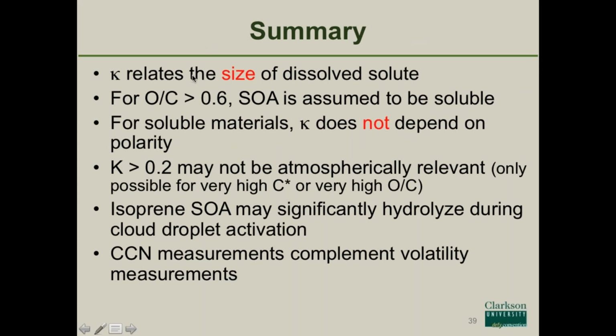So just a quick summary. Kappa does relate to the size of the dissolved solute, and when carbon number is reasonably high, kappa doesn't depend on polarity. Polarity only matters when solubility is limited. Kappa higher than 0.2 may not be really atmospherically relevant. You really need a very, very high oxygen compound, so a very high O to C ratio. Isoprene SOA may be a good system to apply this kind of thinking, and the isoprene SOA may significantly hydrolyze during droplet activation, which might have significant climate implications as well.